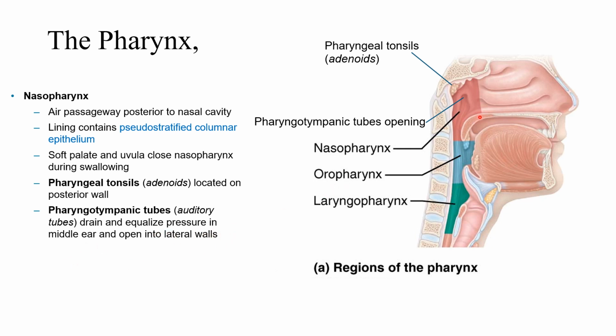Then there is an important phenomenon, because this nasopharynx is connected to the oropharynx, the second part of the pharynx, and that oropharynx is in direct contact with the oral cavity. When swallowing happens, the structures known as the soft palate and the uvula close the nasopharynx, so the food will not go into the nose.